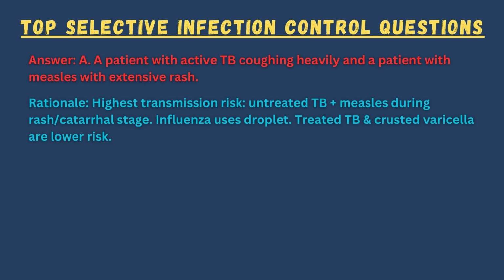Answer. A. A patient with active TB, coughing heavily, and a patient with measles, with extensive rash. Rationale. Highest transmission risk. Untreated TB plus measles during rash or catarrhal stage. Influenza uses droplet. Treated TB and crusted varicella are lower risk.